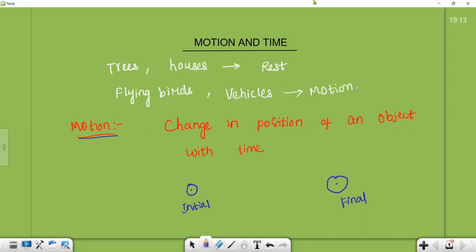So that is motion. This motion can be in a straight line, it can be in any way, it can be circular, or periodic also you can say. These are the kinds of motion. Rectilinear motion, we will discuss all these in detail. There are many kinds of motion. I'm just giving the introduction now.